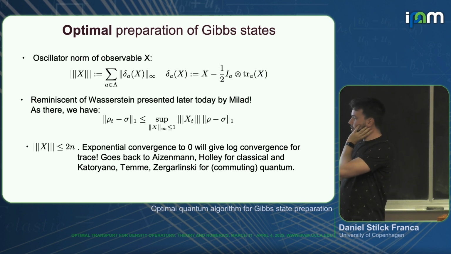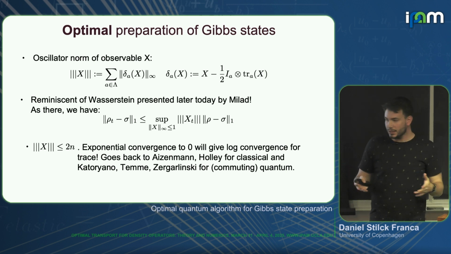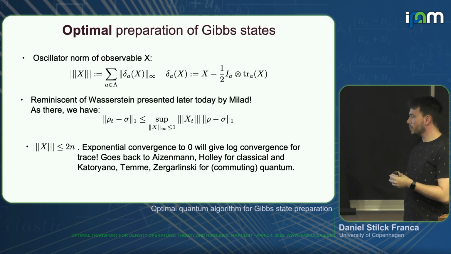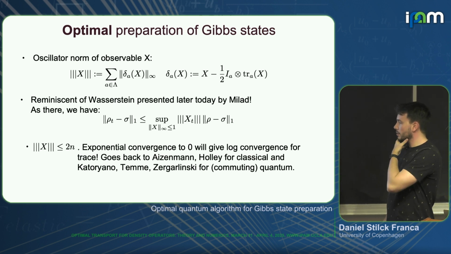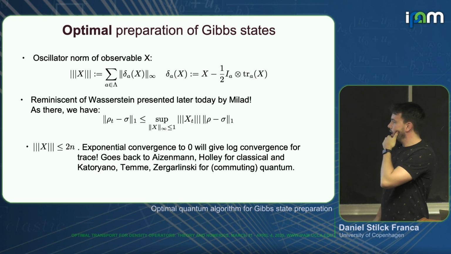Again, we were not the ones who invented this idea to show rapid mixing. In the classical case, using this oscillator norm goes back to Aizenman and Holley, and even quantumly, other people have used it, but for commuting Hamiltonians.